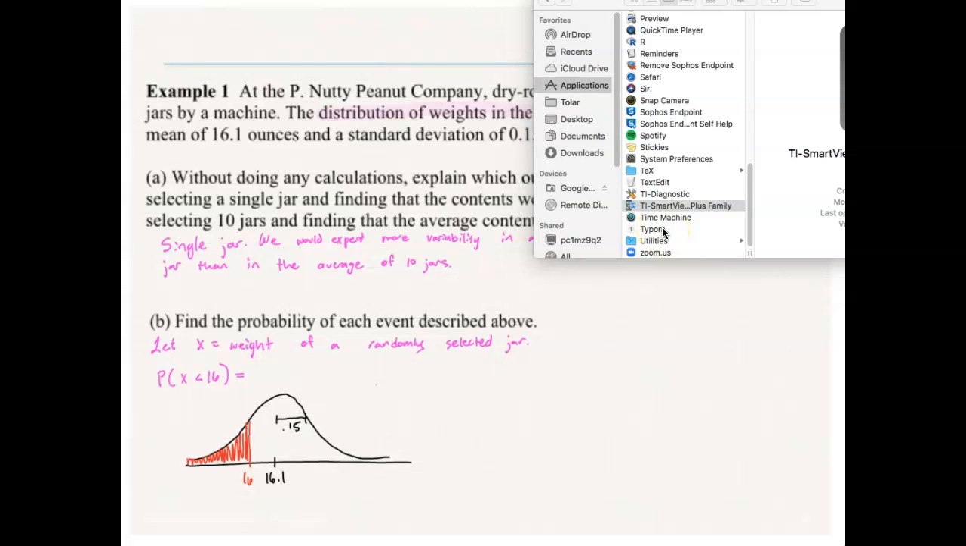So we're going to use normal CDF here, right? So normal CDF, we're going to give our lower bound at negative infinity. Our upper bound is 16. Our mean is 16.1, and our standard deviation is 0.15.